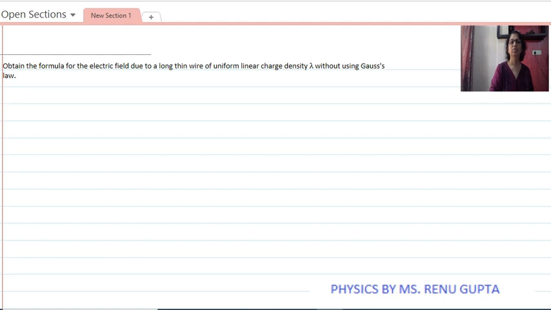Here we are doing the question from the topic electric charge and field. The question is, obtain the formula for the electric field due to a long thin wire of uniform linear charge density lambda without using Gauss's law. Means we do not have to use Gauss law, and the wire is long. Long means it has infinite length.